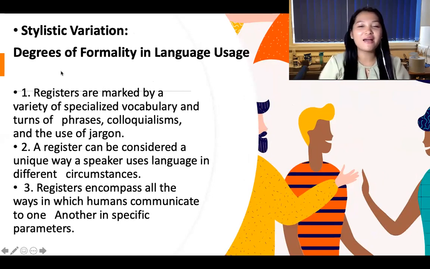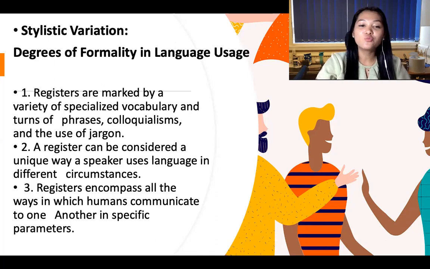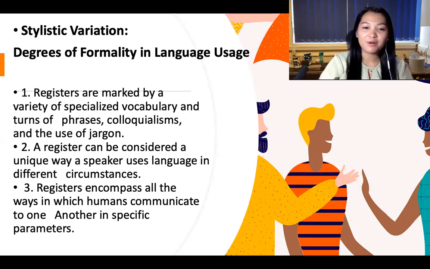Okay, now class, we also have what we call stylistic variation. There are degrees of formality in language used. Let's have the first one. Registers are marked by a variety of specialized vocabulary and turns of phrases, colloquialisms, and the use of jargon. Second, a register can be considered as a unique way a speaker uses language in different circumstances. Third, registers encompass all the ways in which humans communicate to one another in specific parameters.